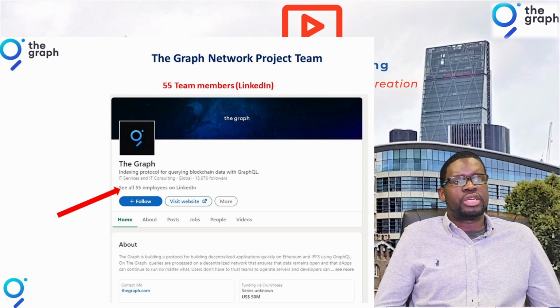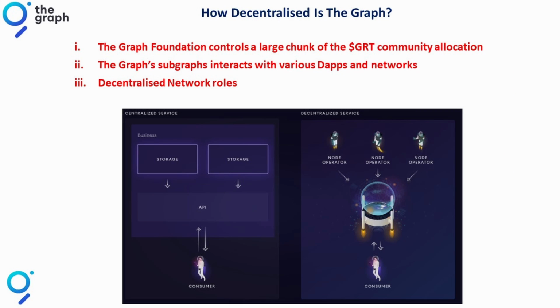Decentralization, the Graph Foundation controls a large chunk of the GRT token community allocation, and they may do as they wish from time to time as they've got the keys to their project. However, the very fact that the Graph subgraphs interact with various dApps and networks, as well as the wider consumer base, the process upon which the protocol itself achieves its objective is in itself very much decentralized.